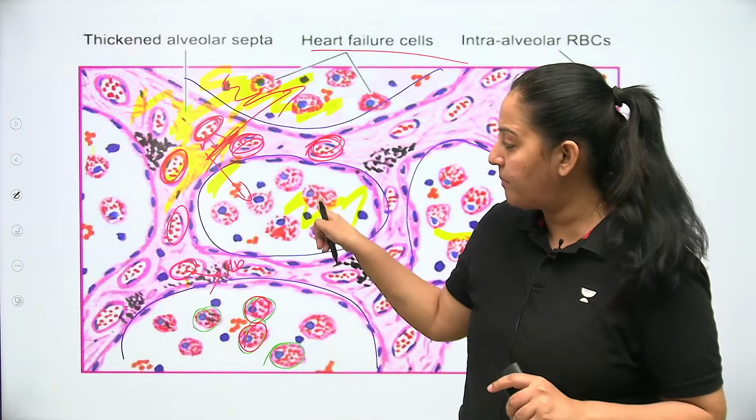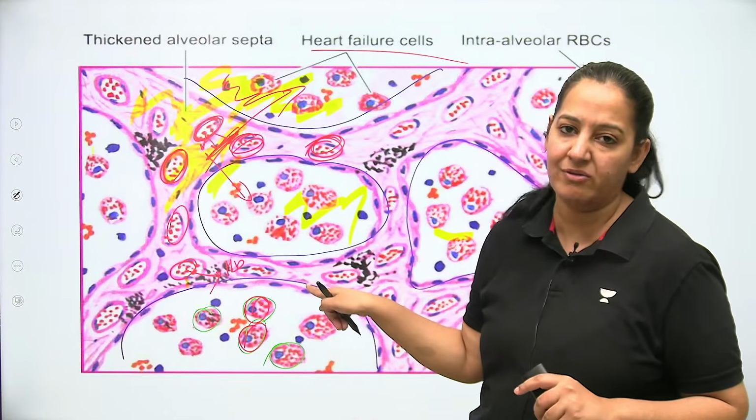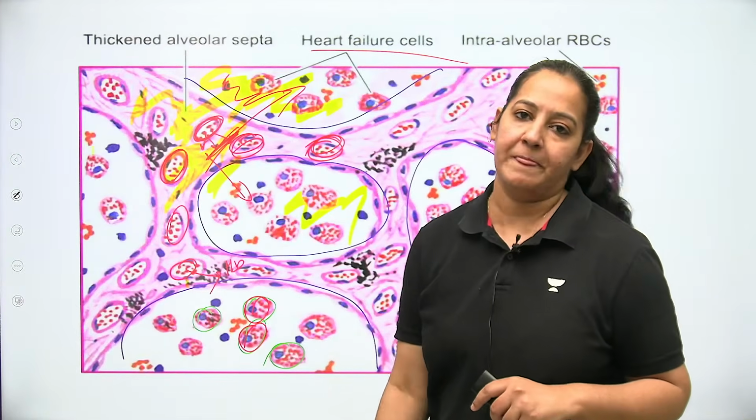Show all the nucleus with purple color. Show the cytoplasm with pink color, right? So you have to see the color combination also, right? Give me a thumbs up.